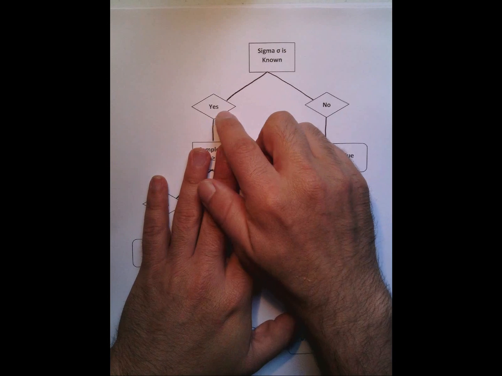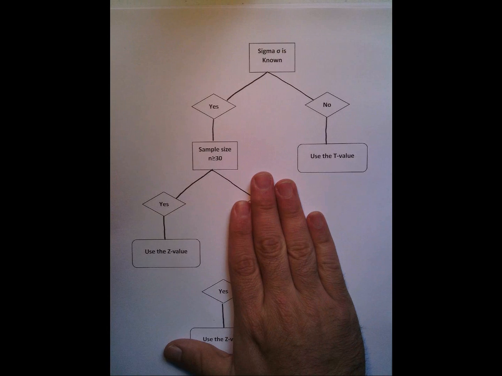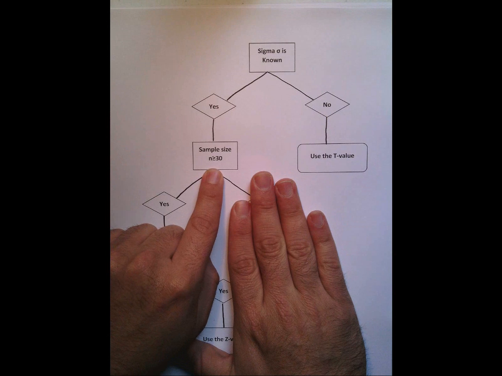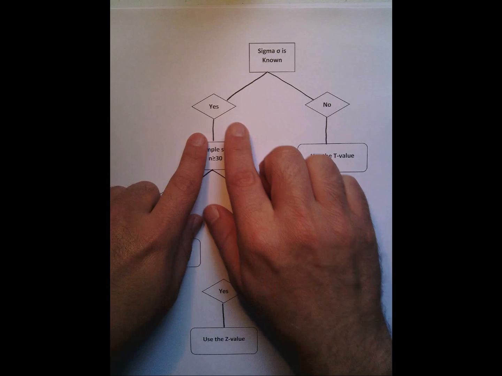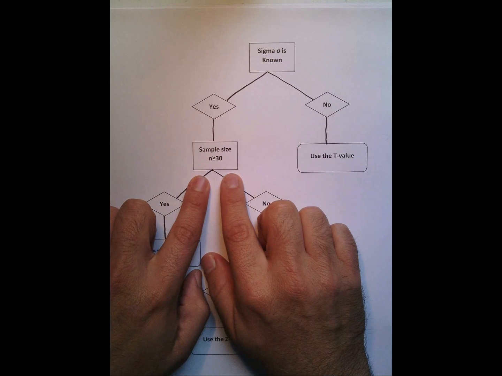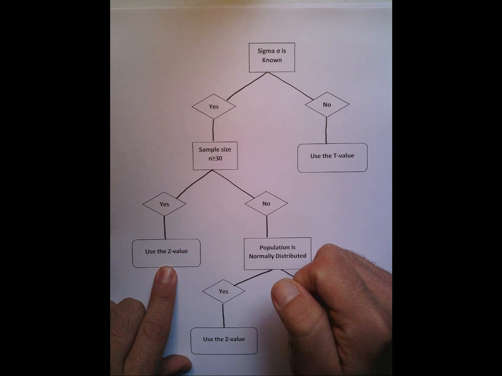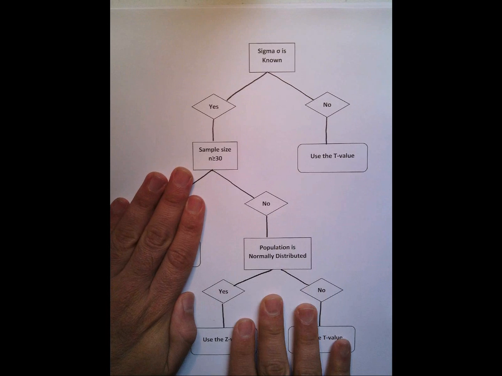All right, if you know sigma, what we did in 7-1 was, if you'll notice, all of the sample sizes, because that's the next question, were bigger than or equal to 30. So that's a yes, then you just use the z value. All right, so again, if sigma is known, you then have to ask yourself about the sample size. If it is greater than or equal to 30, you're going to use the z value. If it is not bigger than or equal to 30, you have the rest of the flowchart.